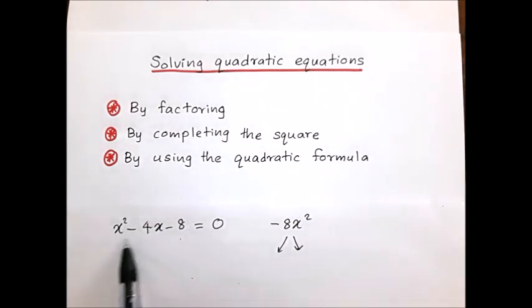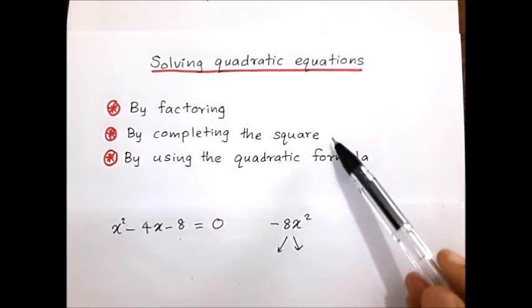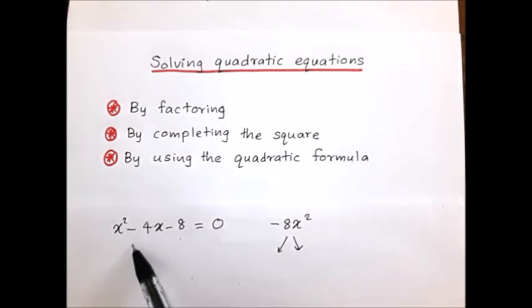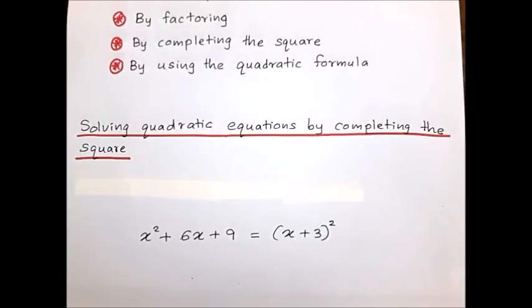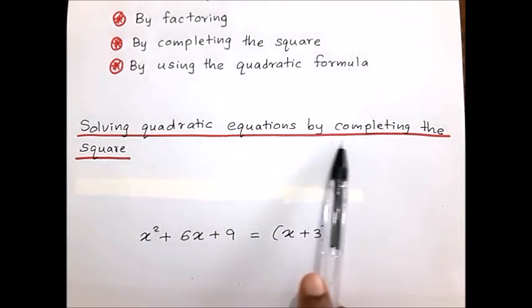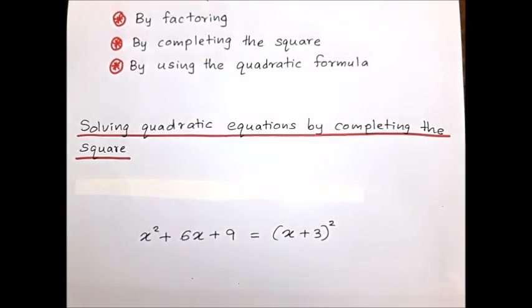If you can't factorize this quadratic equation, you have to use alternative methods to solve it. These are the two methods we are going to use to solve this type of quadratic equations. Now I am going to explain this method, solving quadratic equations by completing the square.